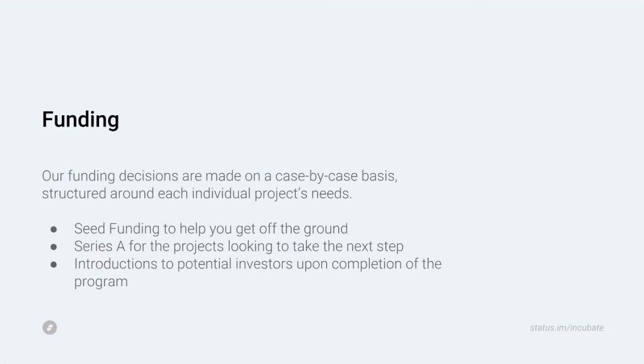It's not going to be like that. It's going to be based on the merits of the project, and it's going to be about what's appropriate for that specific project in terms of what they need to take their idea to the next level. So as a result, we offer different kinds of funding.